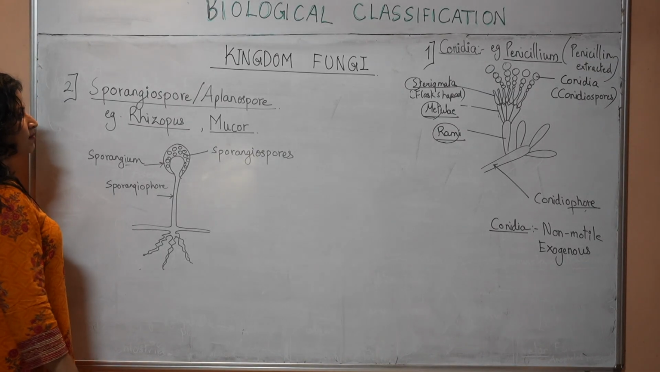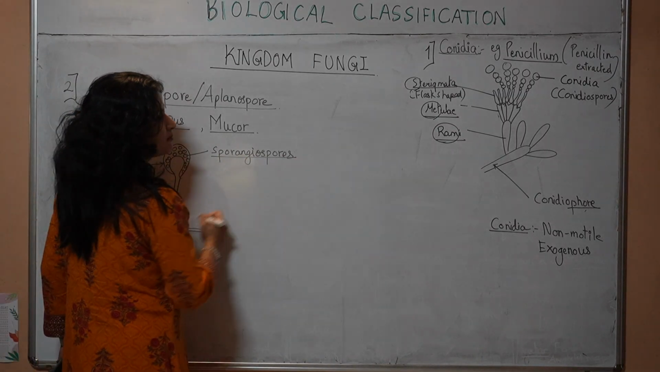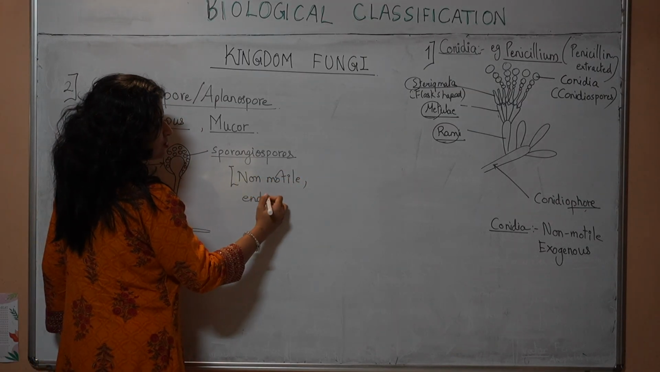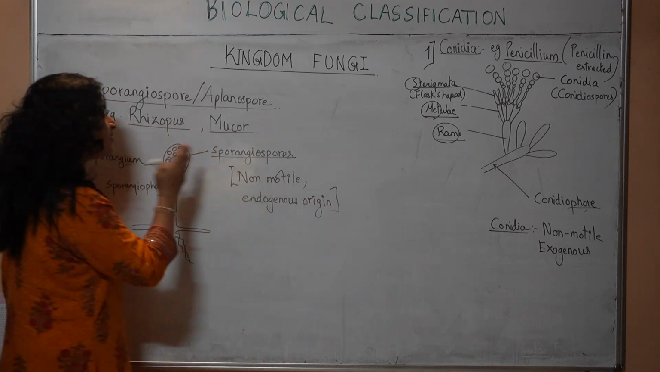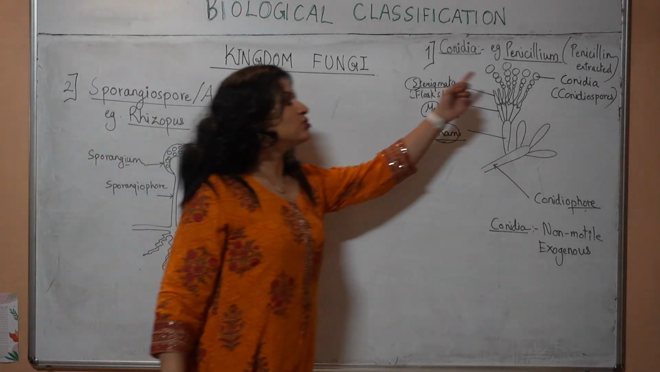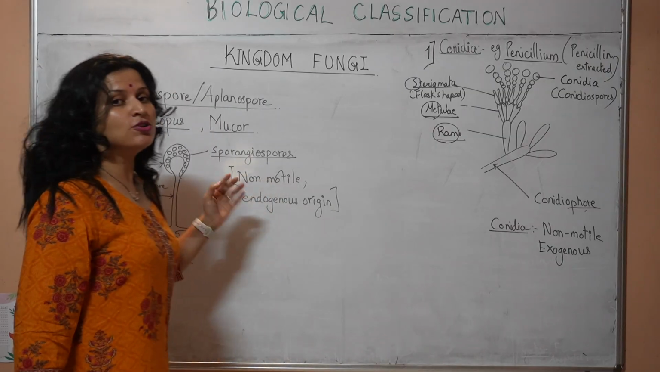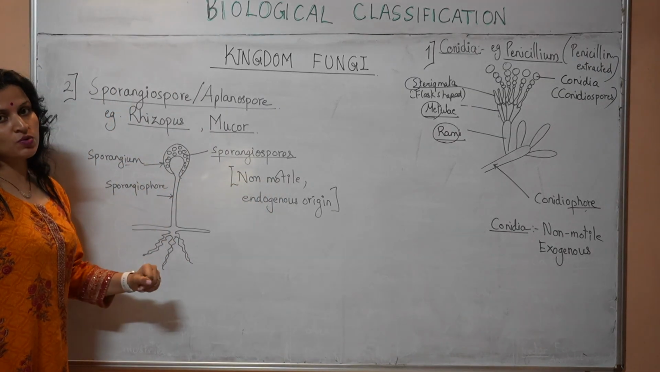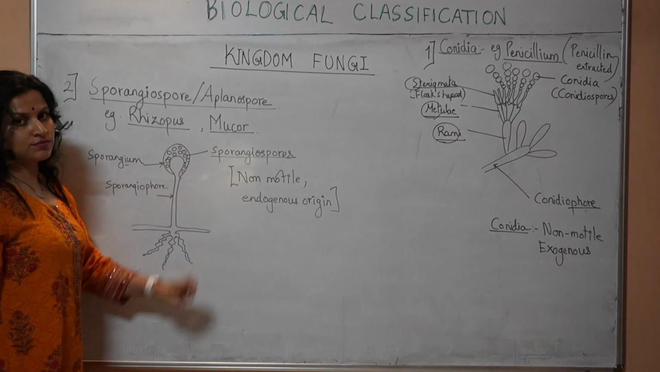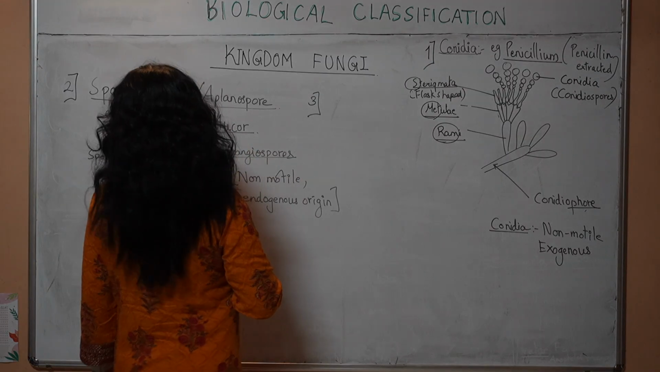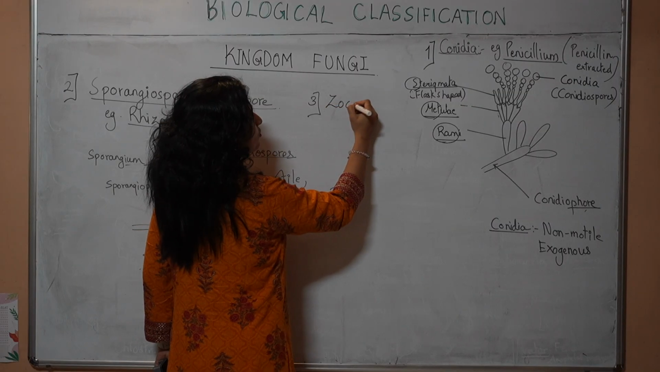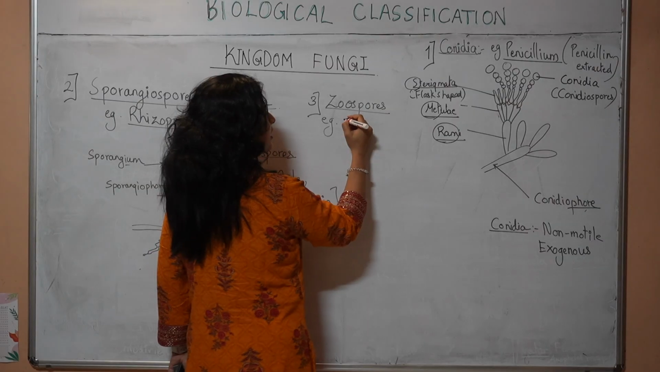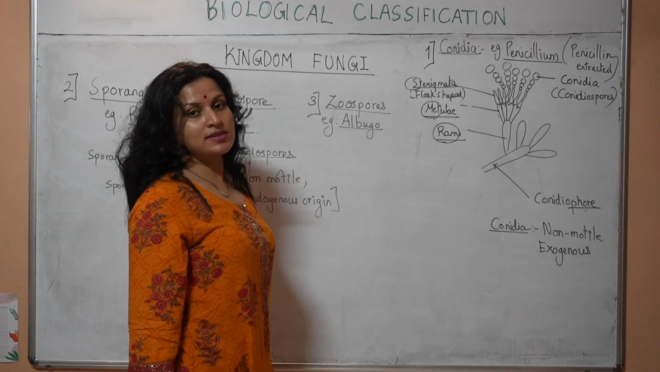If I have to describe the sporangiospores, how will they be? Non-motile and of endogenous origin. They will be formed endogenously, not exogenously as in conidia. Endogenous origin and non-motile in nature. Sporangiospores: Rhizopus, Mucor. Then there is a third type of asexual spore, that is zoospores. Zoospores may be produced in fungi such as Albugo. It is an oomycete.